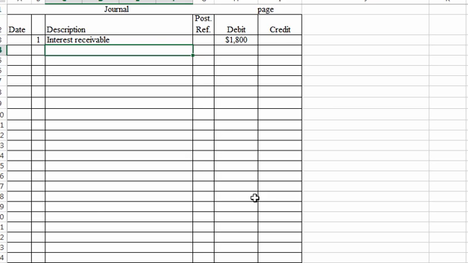Okay, now remember, we record revenues when they're earned. Well, we earned this $1,800 of interest in the months of October through December 2016. Even though we're not going to be paid until next year, we'll go ahead and record the revenue in the year in which it was earned. Revenues increase on the credit side. Our asset interest receivable increased on the debit side. Okay, let's move along to number 2.